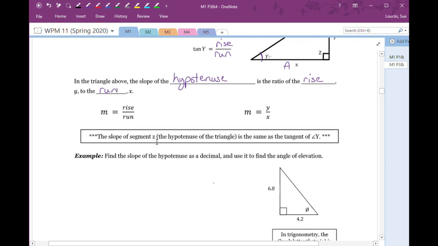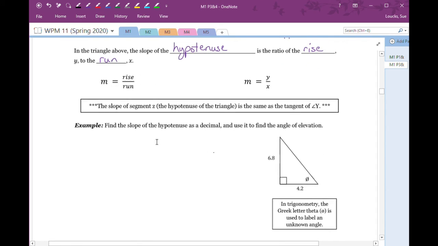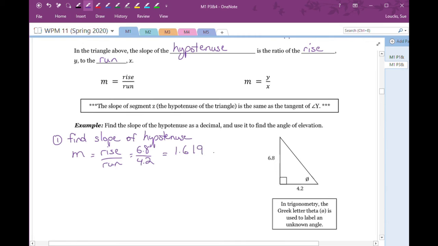Let's do an example. Find the slope of the hypotenuse as a decimal and use it to find the angle of elevation. So step 1, find slope of the hypotenuse. So we know that slope equals rise over run, and the rise on this is 6.8 over 4.2. My calculator tells me that that's 1.619.